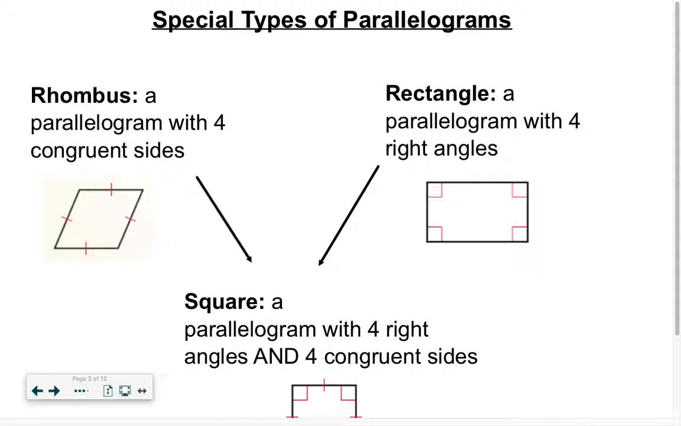A rhombus is a parallelogram with 4 equal sides, 4 congruent sides. A rectangle is a parallelogram with 4 right angles. A square is both. It has 4 right angles and 4 congruent sides.